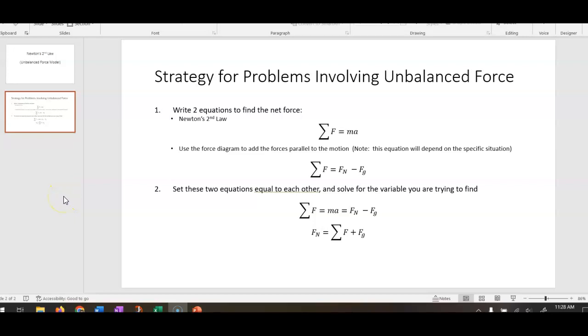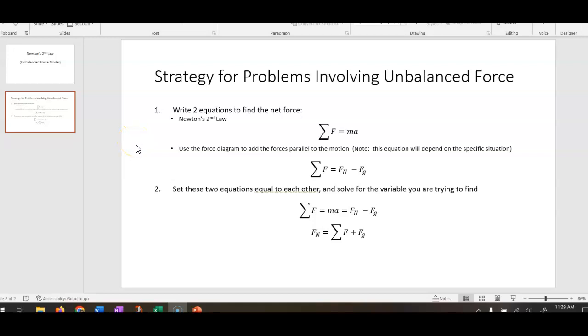This webcast continues a discussion of how to solve problems that involve unbalanced forces, or in other words, how to solve problems that involve Newton's second law. And before we continue to the later problems in Worksheet 5B, let's recall the strategy that we've been using.